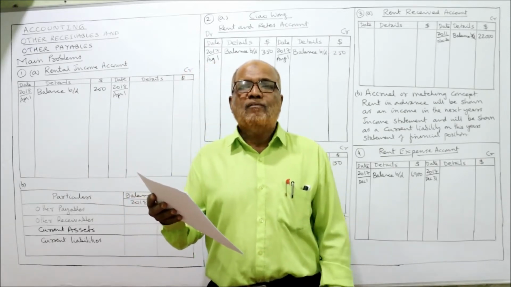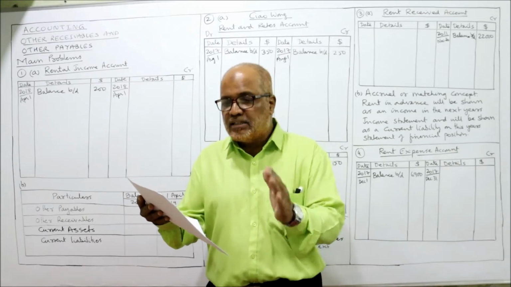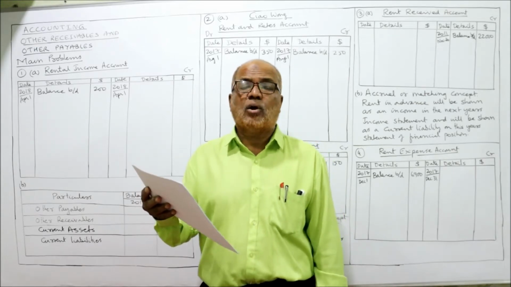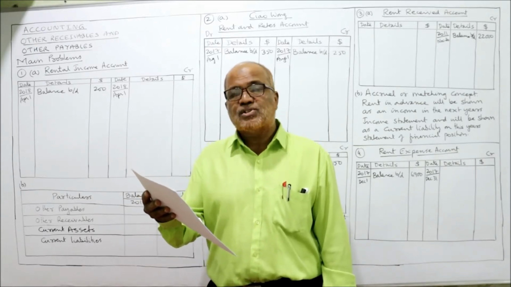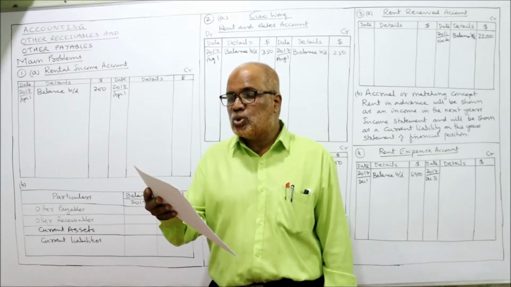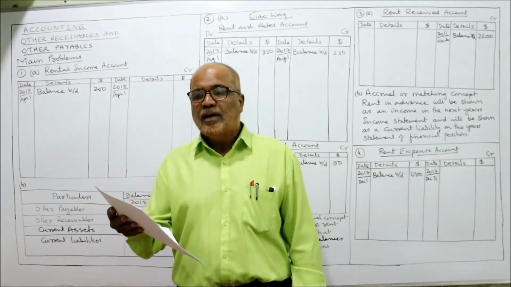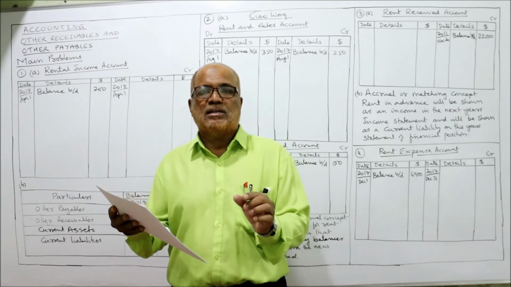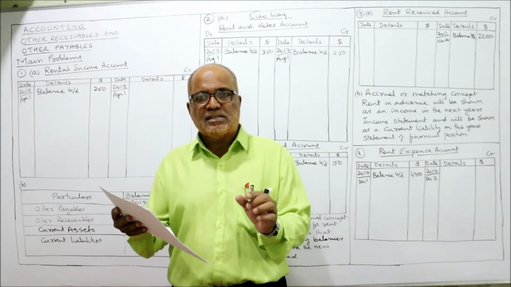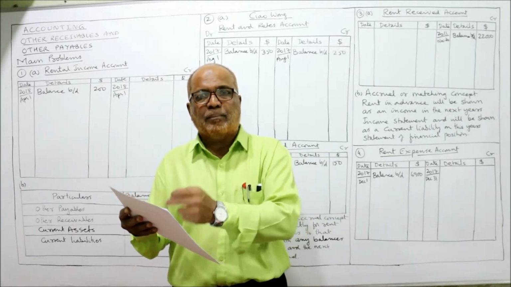Next one is on 1st January 2019, $1,500 were received, and this is for 6 months ending 30th June 2019. Like this, 3 amounts are received on different dates for different months.